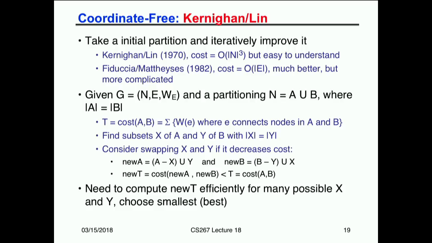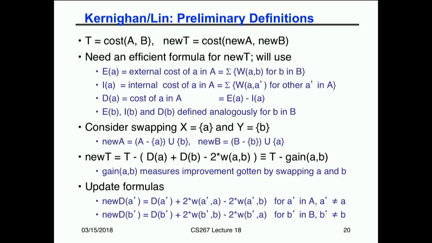The original implementation, N-cube, is very slow. There is a Fiduccia-Mattheyses re-implementation. The algorithm is a little too complicated to describe in class, but the cost went down drastically from N-cube to linear time in the number of edges, which is great. I don't even think I have time to describe this, but just a general idea.